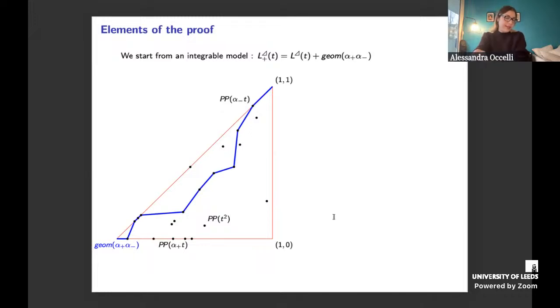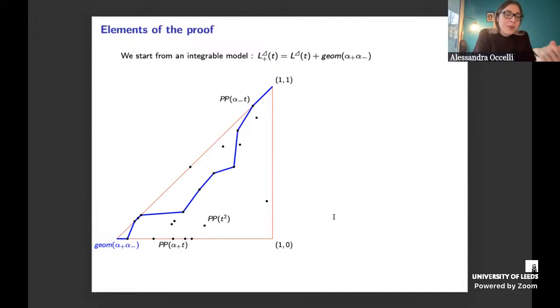The strategy is similar, the setting is very similar, but the techniques are completely different with respect to what Patrik explained in his talk. The starting point is always the same: we start from an integrable model. We modify the setting slightly. We take the same Poisson LPP with boundary conditions, but we add in the origin a geometric random variable of parameter alpha plus times alpha minus.